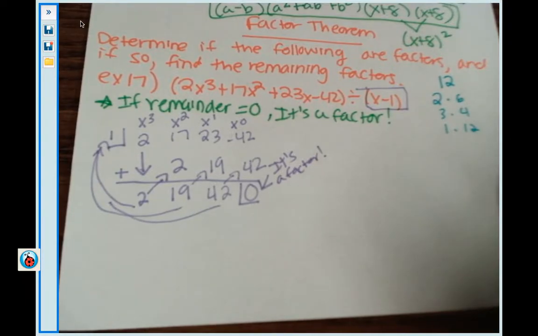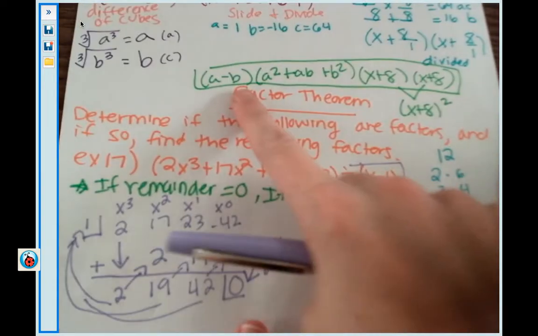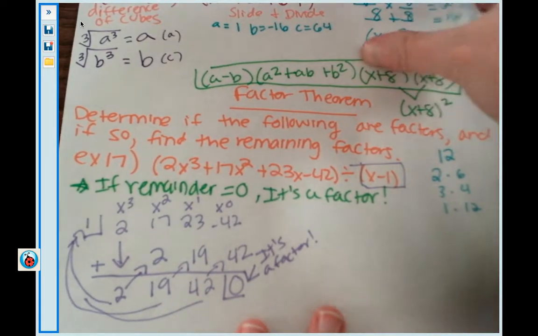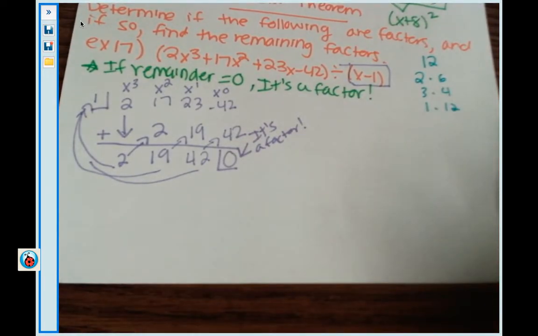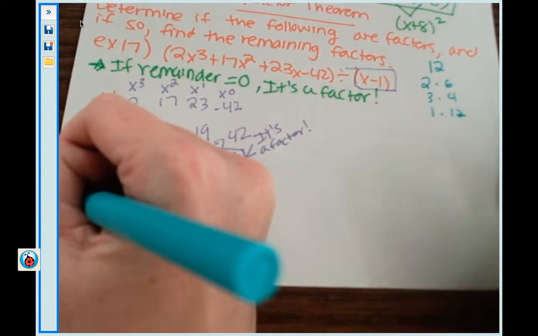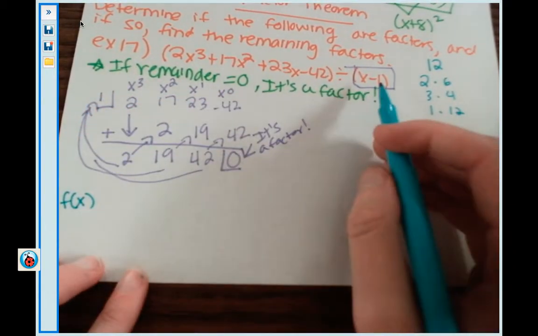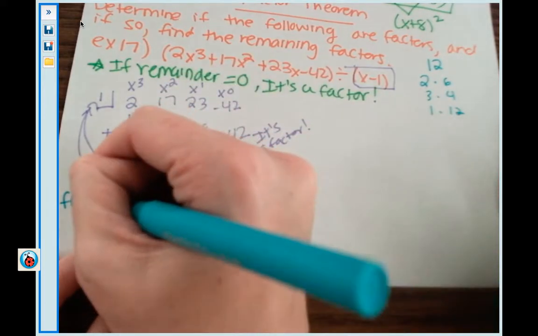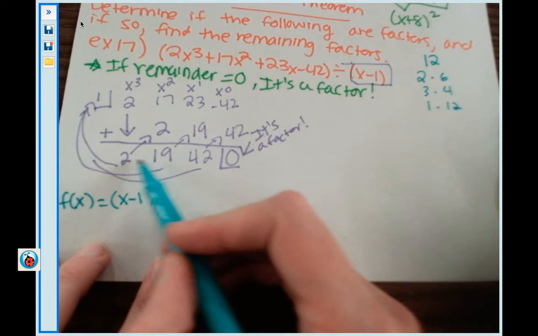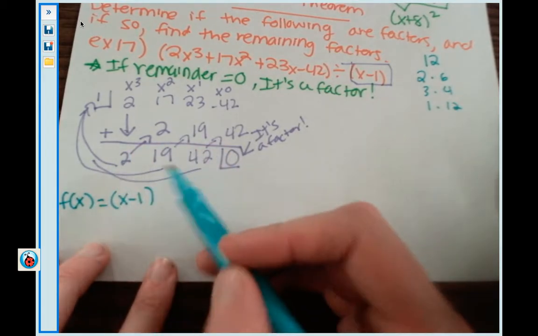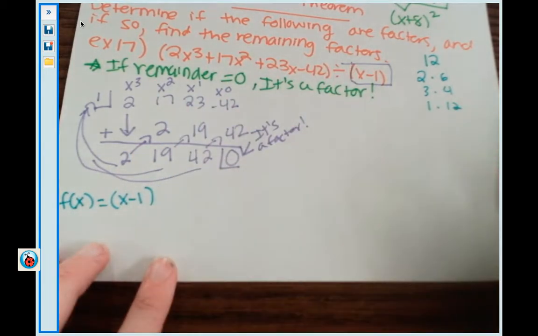So what we're going to do, we're trying to find the remaining factors, and in order to do that, we want to write our answer in factored form. Since this is a factor, it is one of the factors in my answer. So far in factored form, we know that x minus 1 is a factor. So I'm going to write that down. And then this is whatever's left over after we divide x minus 1 into the polynomial.